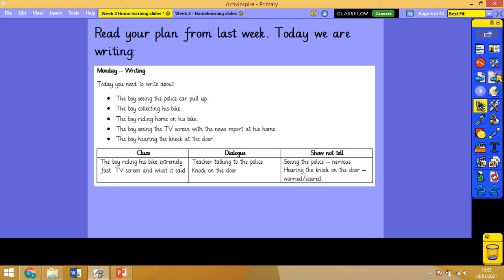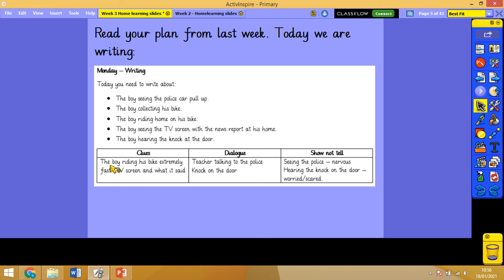So your plan from last week, if you chose to do a story map like me, we need to have a look at that now. So have a look at your Monday's work. Have a look at your plan and remind yourself what we're writing today. So we are writing about the boy seeing the police car pull up today, the boy collecting his bike, the boy riding home on his bike, and the boy seeing the TV screen with the news report at his home, and then hearing the knock on the door.